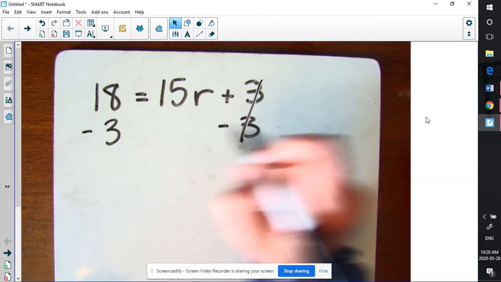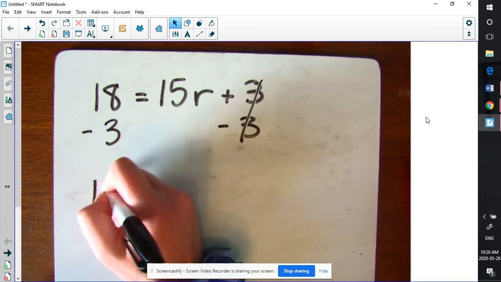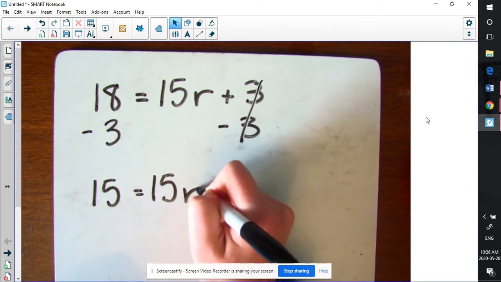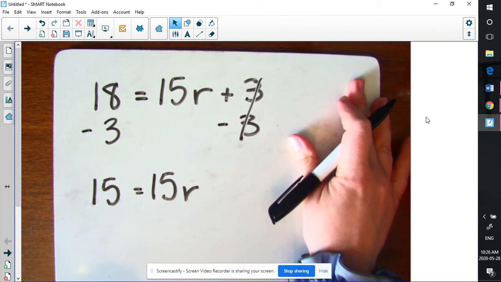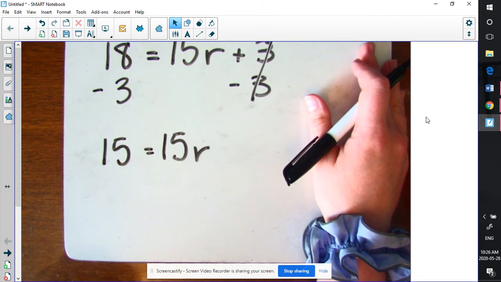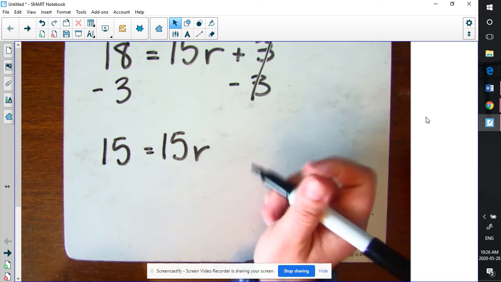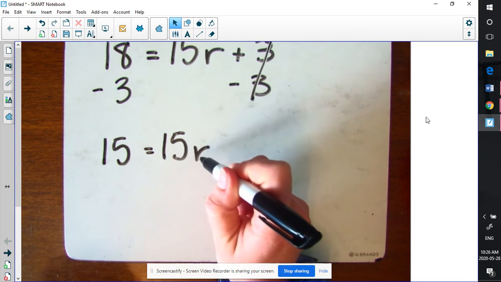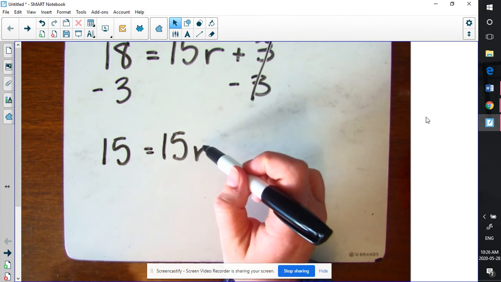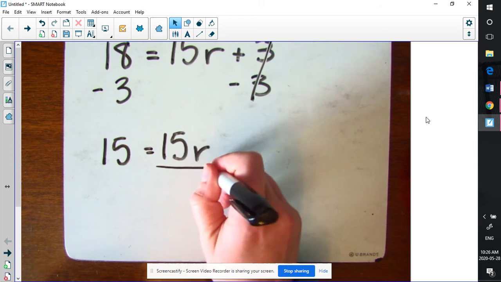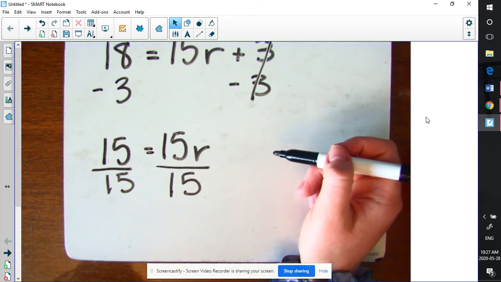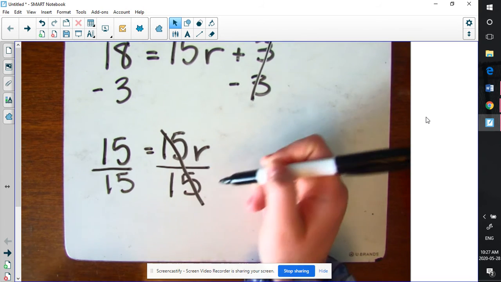These 3's cancel. So I have 18 minus 3, which is 15, equals 15r. Now this looks just like a one-step equation that we did last week. So hopefully you guys remember what to do. You're going to have to divide by 15 because this is a number right beside a variable, and that means multiplication. So this means 15 times r. The opposite of multiplying is dividing. So I'm going to divide both sides by 15.